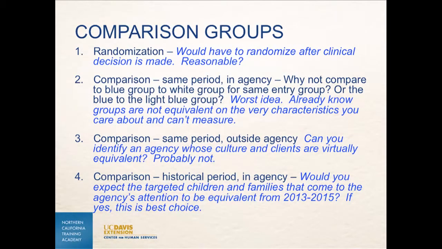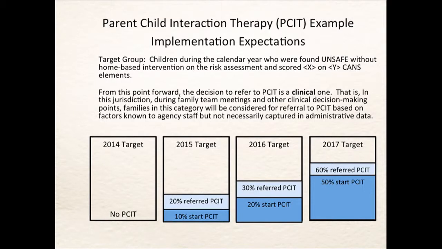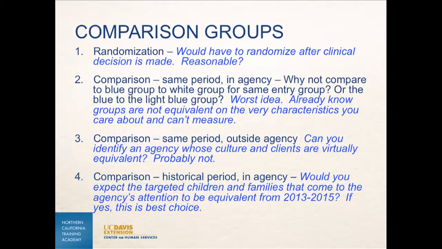How about comparison in the same period within the agency? So you might ask, why not compare the blue group to the white group for the same entry group? So that would be either in 2015, 2016, or 2017, looking at that little slice of kids that were referred but families that were referred that didn't take up the program. And that is the worst idea. You already know the groups are not equivalent on the very characteristics you care about and can't measure. Why did some families take up the program and not others? Why did the mental health agency screen out some families and not others? So that's pretty much the worst idea that you could choose.